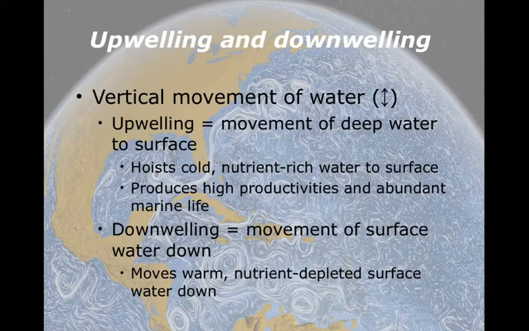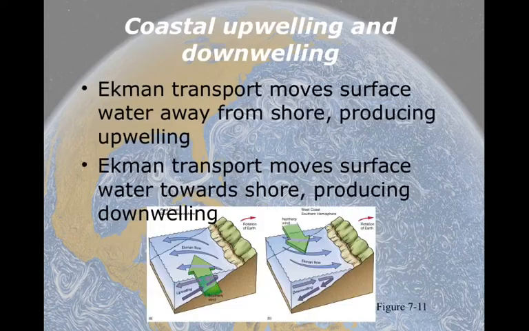Downwelling, as it would sound, is the movement of water downward. It takes warm, nutrient-rich water down to the depths, which is what allows life to exist down there. The most important upwelling we talk about here at Mass is coastal upwelling and downwelling. There's a really good animation of this on the links page on the class website. But basically what happens is Ekman transport in coastal upwelling, which is what we get around here.